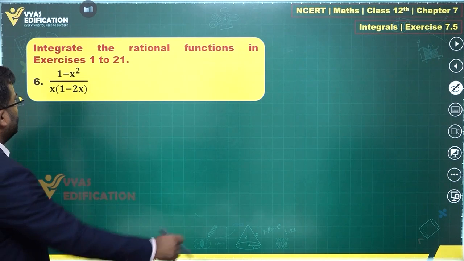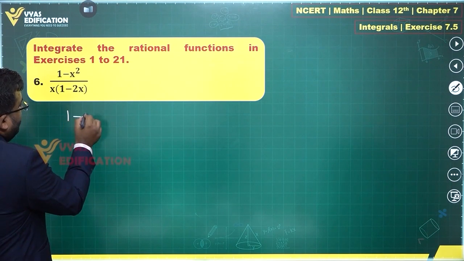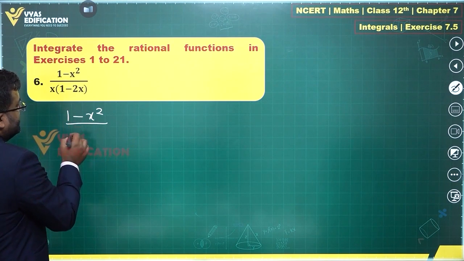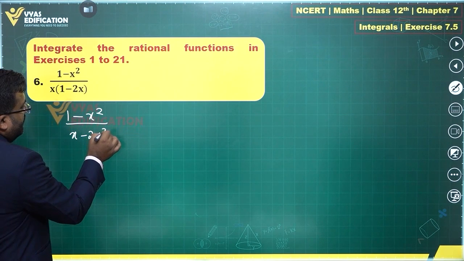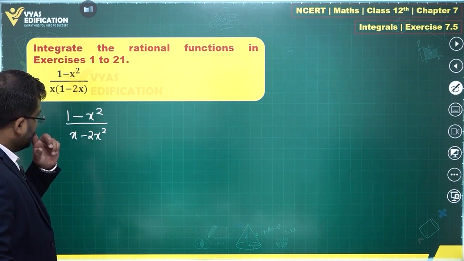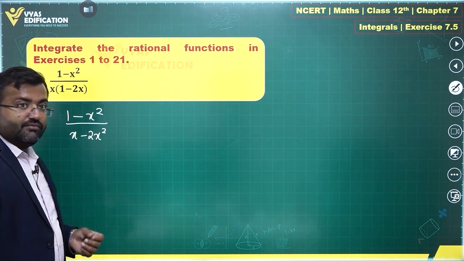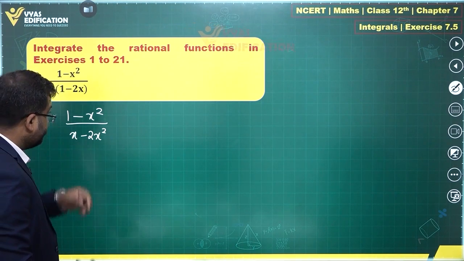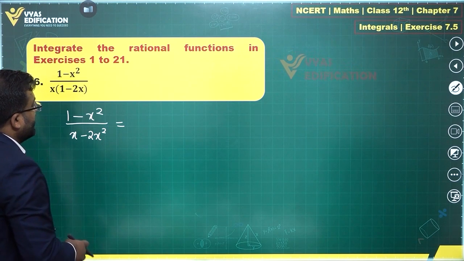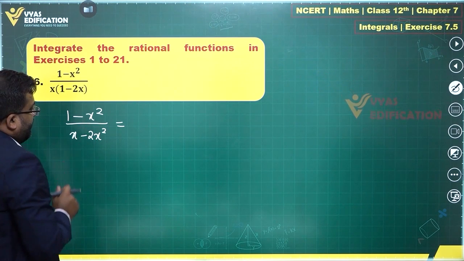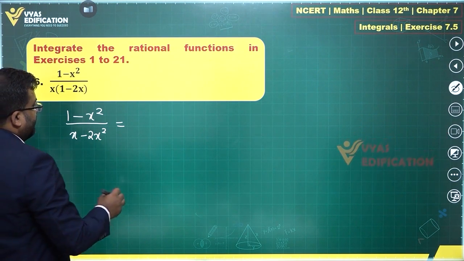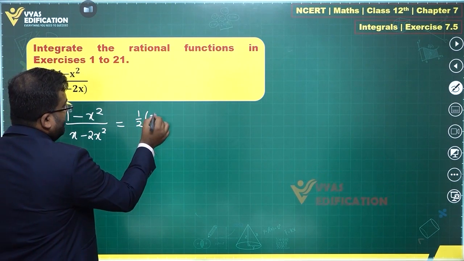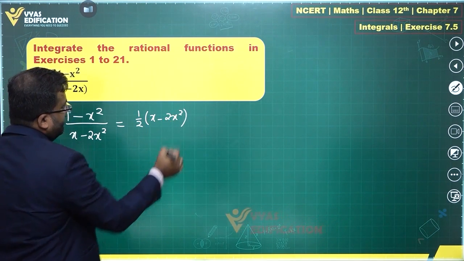As you can see over here, we have (1 minus x square) upon (x minus 2x square). Okay, let's try to create this over here. Since we have to divide with this, let's try to bring some quotient, right? Let's try to write the dividend as this. So if minus x square, I want to write it as minus 2x square, I'll have to multiply it with 1 by 2. So this is 1 by 2 times (x minus 2x square).